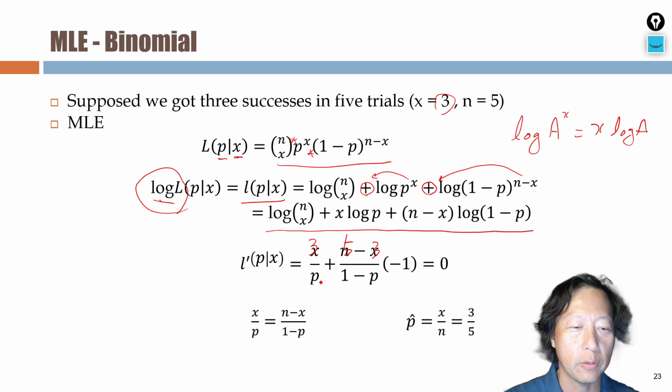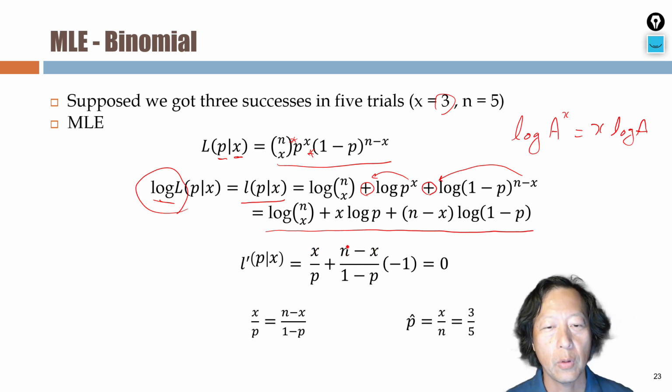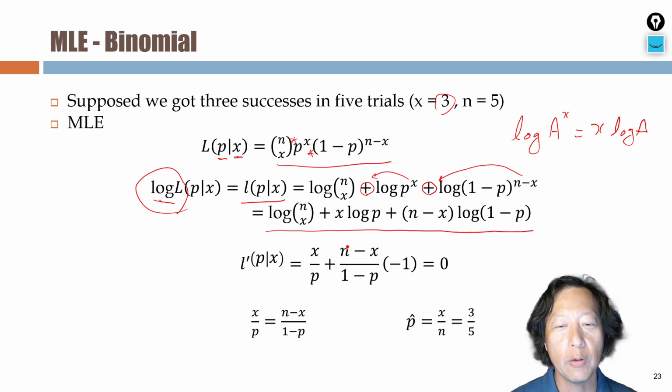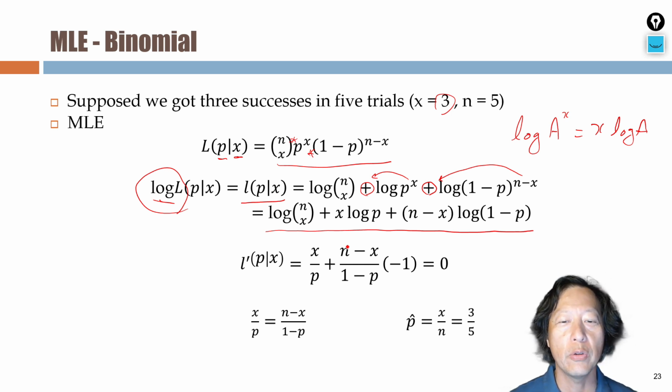I'm not looking for the x. X is 3. I'm not looking for n. N is 5, given. But I want to find out the p. Actually, p is the population value, but I want to estimate that population probability of success using our sample. So this will be the estimator of the success probability P. How can I estimate it using my sample?